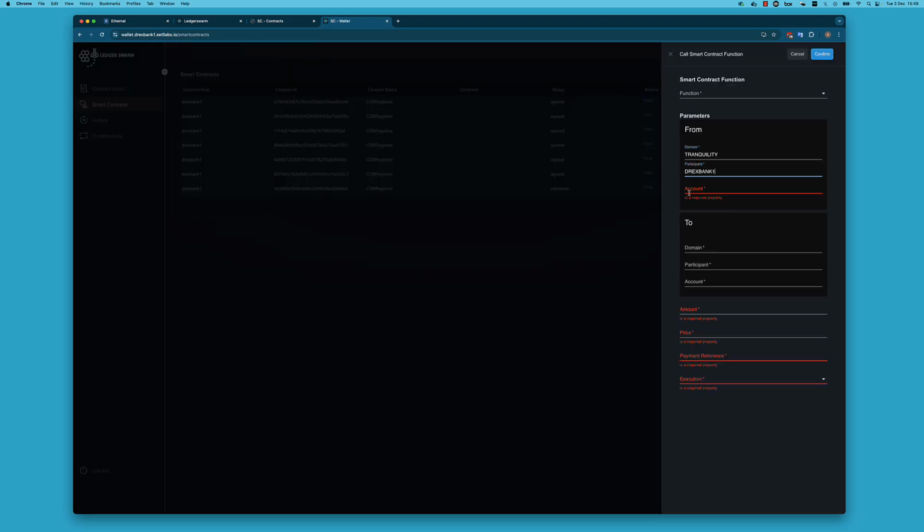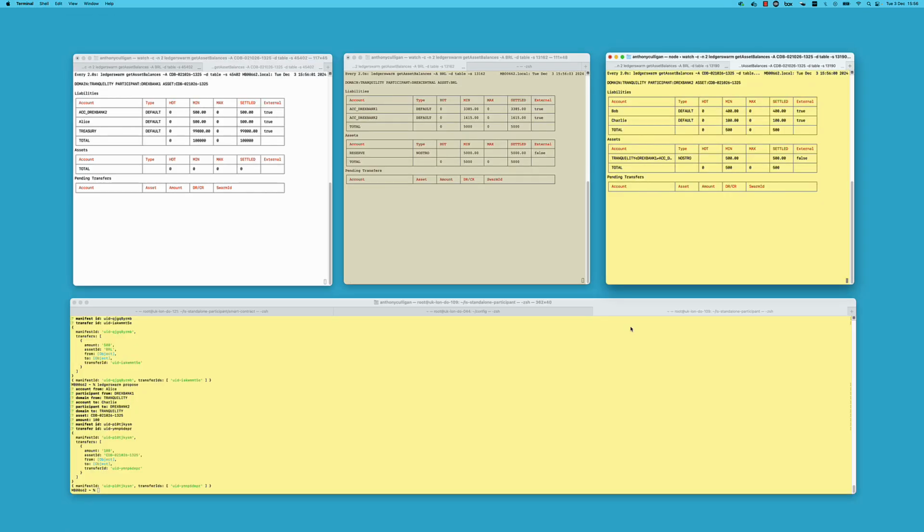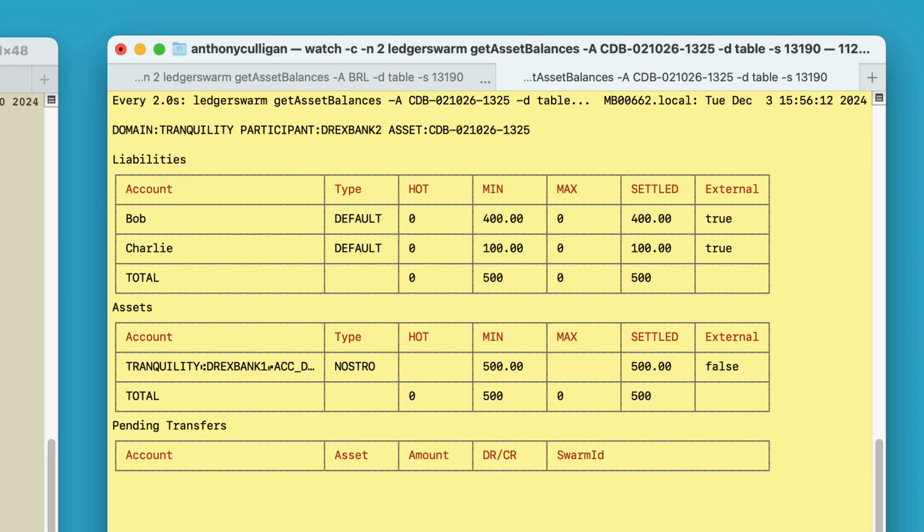We will do one more transfer, this time to Charlie at DREX Bank 2. Looking again at the ledgers, you can see that DREX Bank 1 records the total amount held by DREX Bank 2, and DREX Bank 2 records the beneficial ownership split between Bob and Charlie.